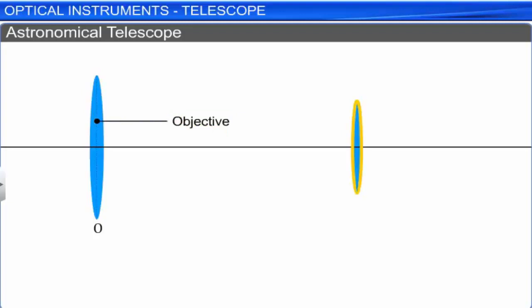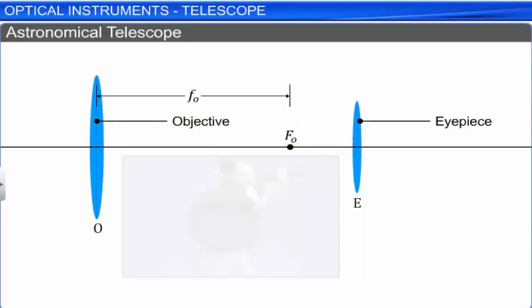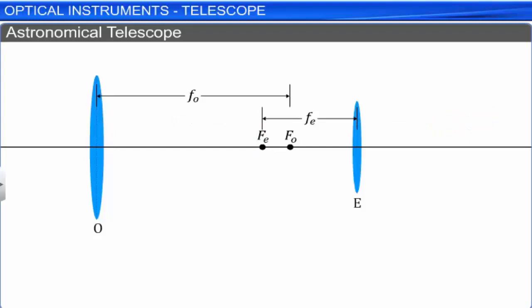To capture the image of a distant object, the objective must gather large amounts of light, and hence the aperture and the focal length FO of the objective are large. The eyepiece of a telescope has a small aperture and a small focal length FE. When the telescope is turned towards a celestial object, parallel rays from the distant object are incident on the objective, which form an image AB at the focus FO of the objective, and this image is real, inverted, and of point size.